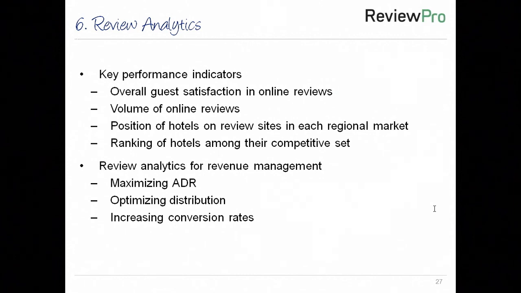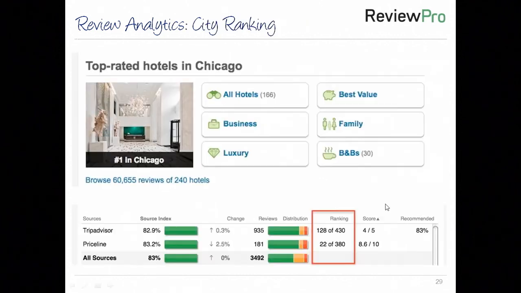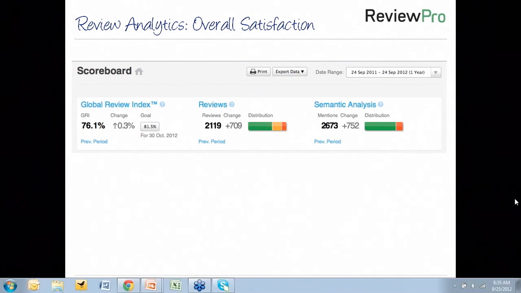Before we develop objective-based key performance indicators for your company, it's really good to look at some high-level analytics that are generally applicable across all hotels. Now, the screen up here is from the ReviewPro dashboard, and it basically gives us 3 numbers. The first one on the left is the ReviewPro Global Review Index. This is a quantitative summary score that factors in star ratings across more than 100 different review sites.